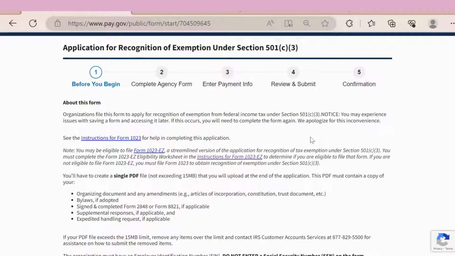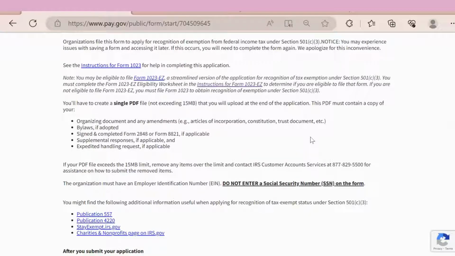So again, it states you may be eligible to file the 1023-EZ, a streamlined version of the application for recognition of tax exemption under Section 501(c)(3). You must complete the eligibility worksheet, which we just reviewed, to determine if you're eligible to file that form. If you are not eligible, you must file the 1023. In order to use this application, you must have an EIN number, not a social security number, and you must have already filed for your articles of incorporation.